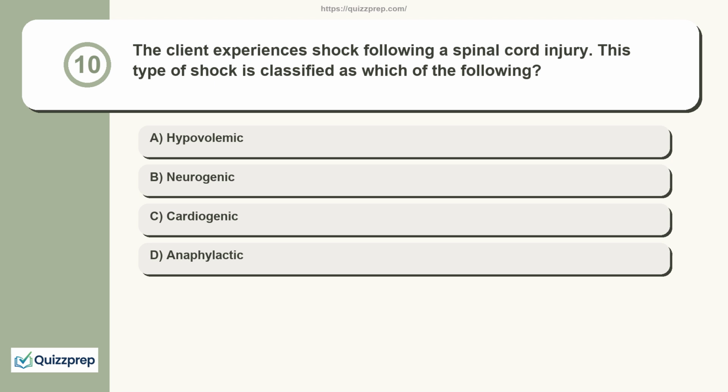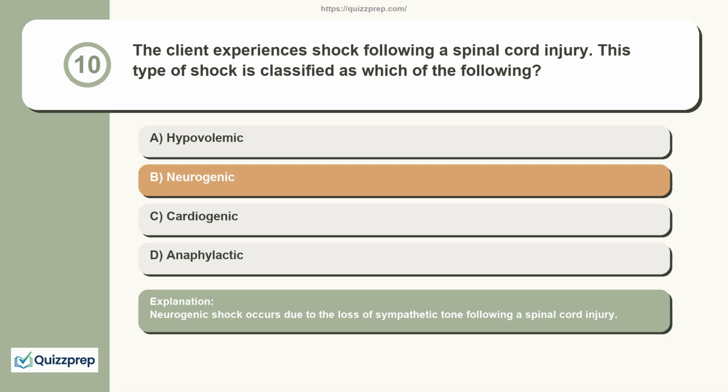Question 10. The client experiences shock following a spinal cord injury. This type of shock is classified as which of the following? Hypovolemic, neurogenic, cardiogenic, anaphylactic. Neurogenic shock occurs due to the loss of sympathetic tone following a spinal cord injury.